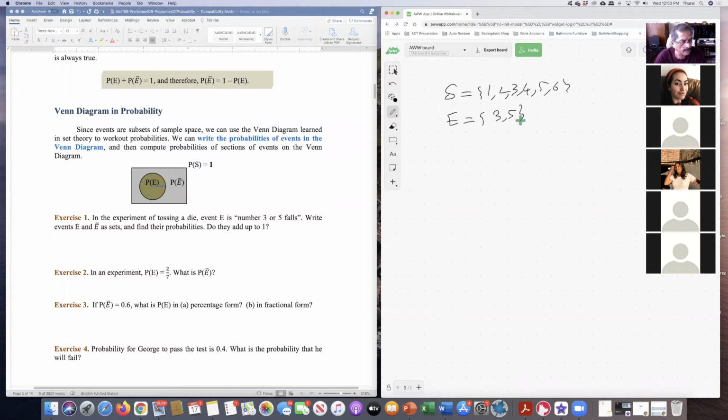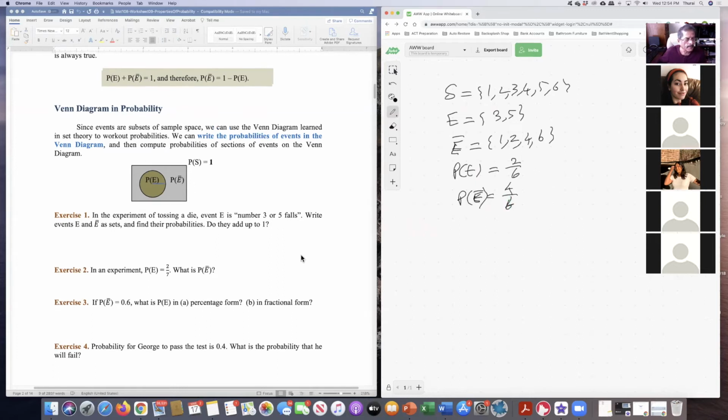And then it says, write the E bar. So E bar will be what? 1, 2, 4, and 6. Very good. It says find the probabilities. Okay, the probability of E is 2 over 6. Let's not reduce it. The probability of E bar is 4, right? There are 4 elements here, so 4 over 6. And do they add up to 1 is the next question. Yes, they do, right? 2 over 6 and 4 over 6.